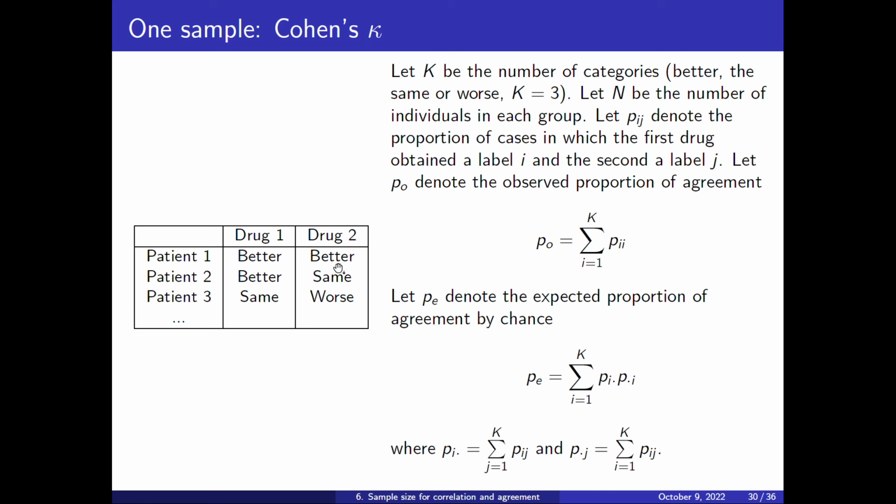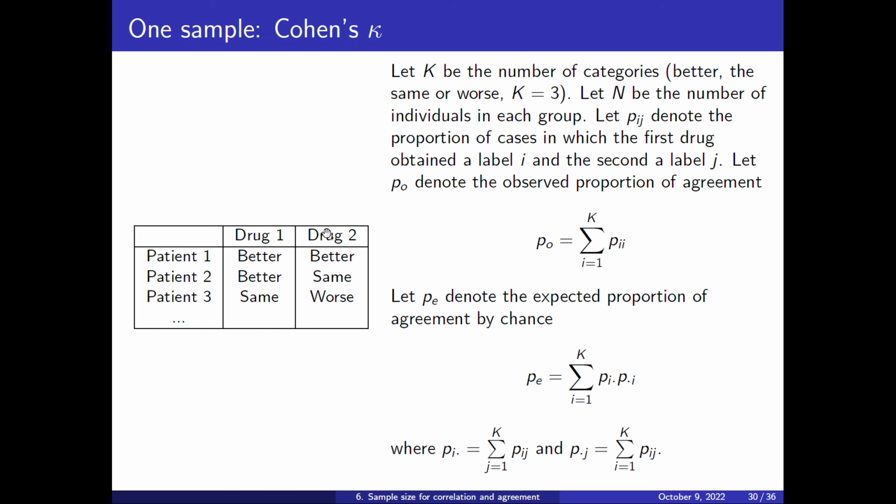How to define this agreement? This is the kappa. We will denote as Pij the proportion of cases in which the first drug obtained a label I and the second drug a label J. So this would be better, better. This would be better, same. So we compute the proportion of people in all patients getting better, better, and the proportion of people having better, same, and so on.